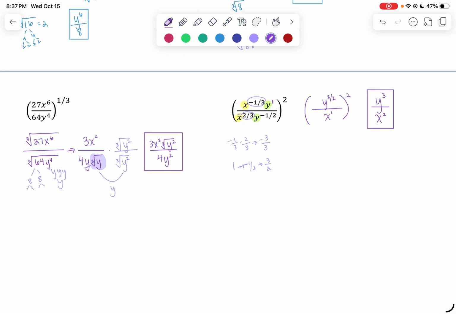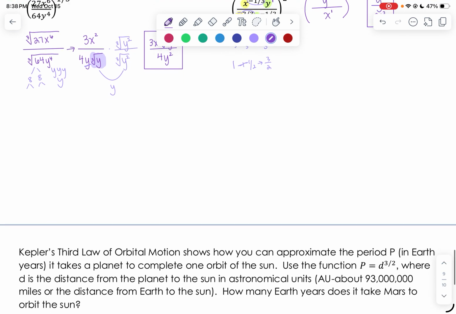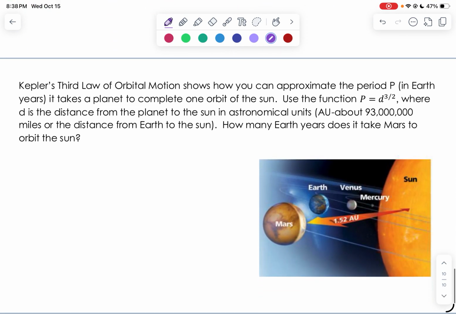So when in doubt with a problem, expand it out or switch it to rational form. Use your little shortcut rules and then convert it to radical form, okay? And then for our last one, we're going to look at a word problem.